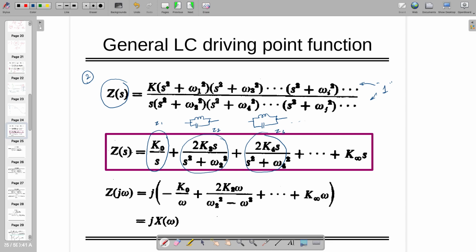Z1 is right now a pole at origin, which means you will have a capacitor. As I told you, if you have a pole at origin, we are going to add one extra term at the end, which is k infinity times s. This is going to give us a zero at infinity. This will help us to draw the reactance curve. This is the only thing.